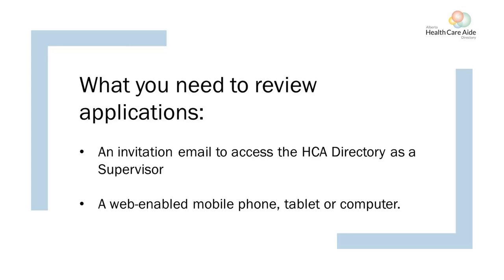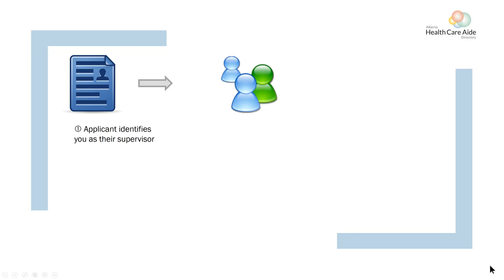Before we look at the software, let's quickly review how applications are processed and where your critical contribution fits in. The process begins with individuals at your workplace applying for a membership on the directory. One of the options available to the applicant is to identify a supervisor to confirm the education credential they have entered, or to confirm their competency through an assessment process.